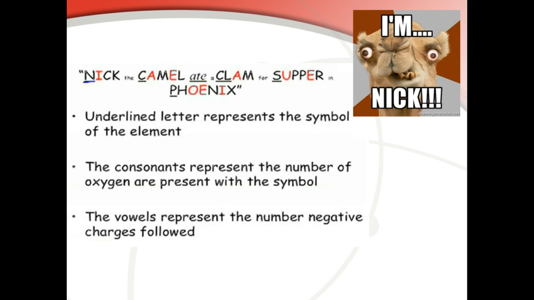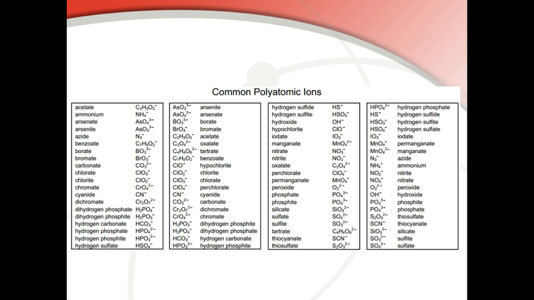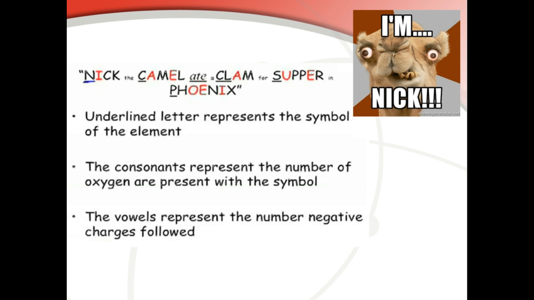So the first letter, or in chlorine's case, 2 letters, tell us the element. So nitrogen, carbon, chlorine, sulfur, and phosphorus. The number of consonants tell us the number of oxygens that are in the ATE ending of the polyatomic ion. So if we go back, we can see something like nitrate and nitrite is a good example of a difference, NO3 versus NO2.